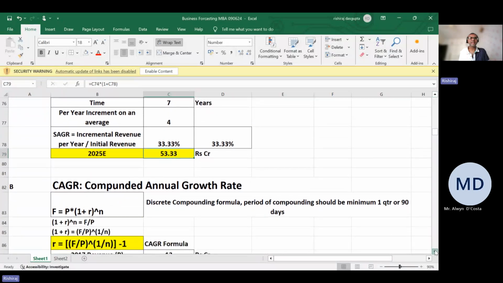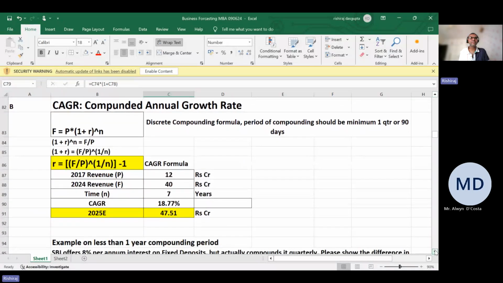And then we have gone to CAGR, compounded annual growth rate. We have used this formula, the CAGR formula, R equal to F by P to the power 1 by n minus 1, where R is the CAGR. So here CAGR equal to R.